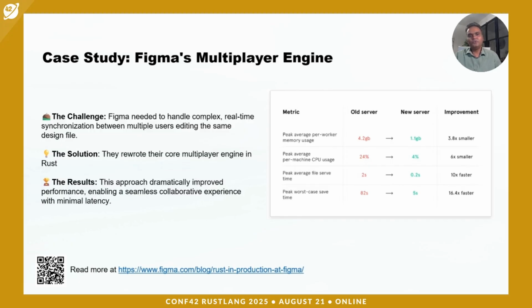Their solution was to rewrite their core multiplayer engine in Rust. The results were astounding: a 3.8x reduction in memory usage and 6x reduction in CPU usage. This proves that Rust isn't just for small optimizations, it's for mission critical core logic.